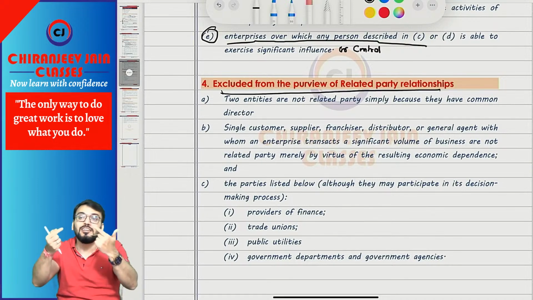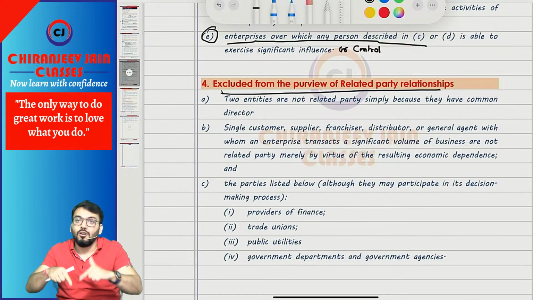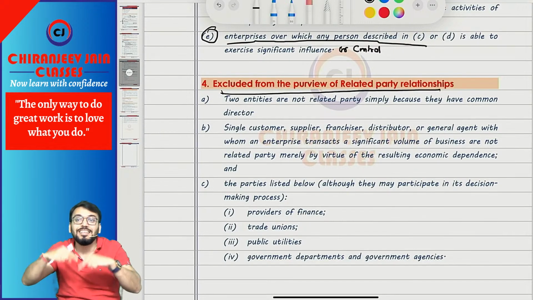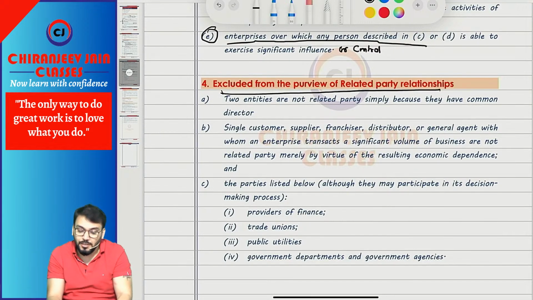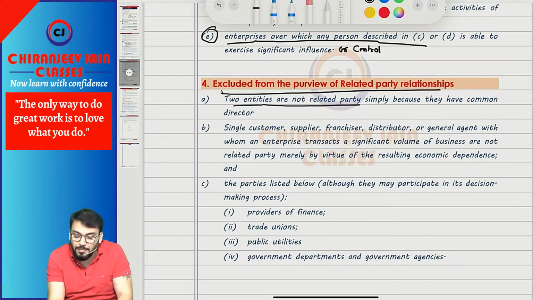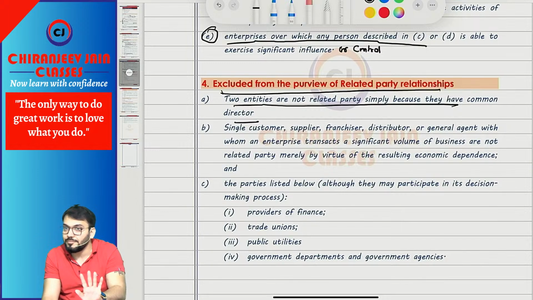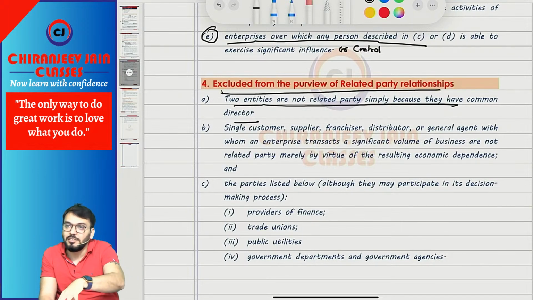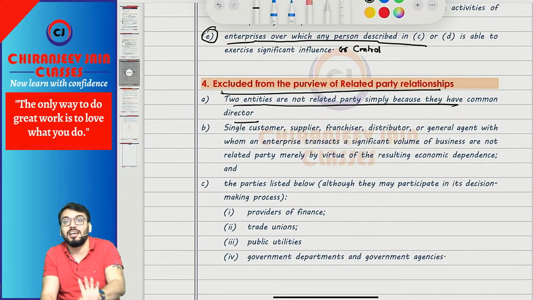Means two entities which are under common control, two entities which have a common director or a common KMP, are not related parties. So two entities are not related parties simply because they have a common director. They are not related parties. Means Mukesh Ambani is the director of two companies. So are those two companies related? No, only because they have a common director.